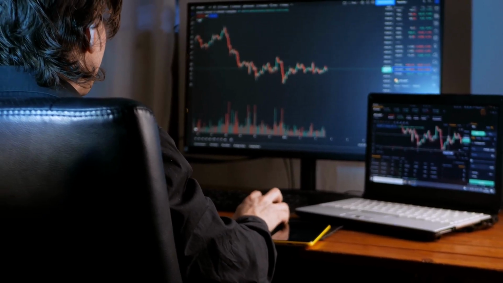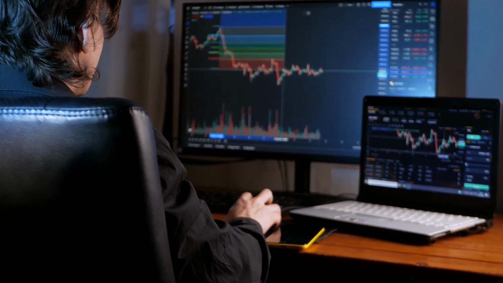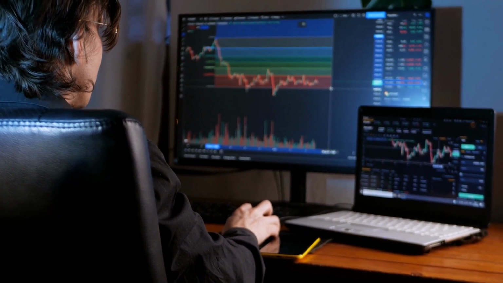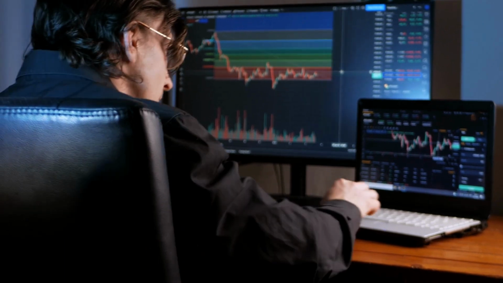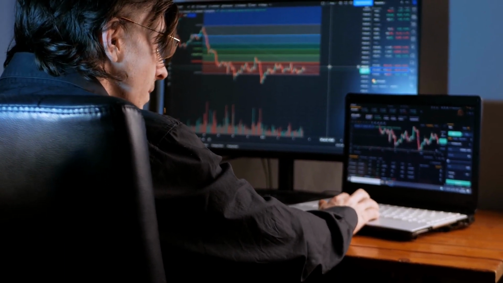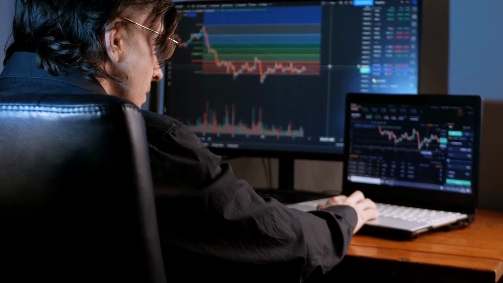Don't forget about political stability. Currencies thrive in stable environments. Political unrest, corruption, and uncertainty can scare away investors and lead to currency depreciation. So, always keep an eye on the political climate when you're trading.